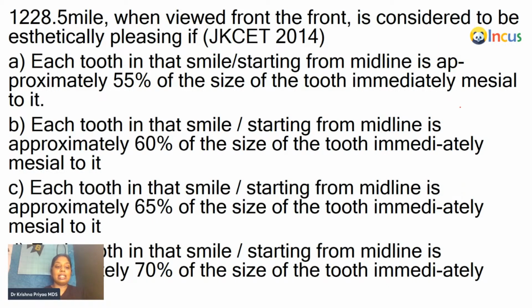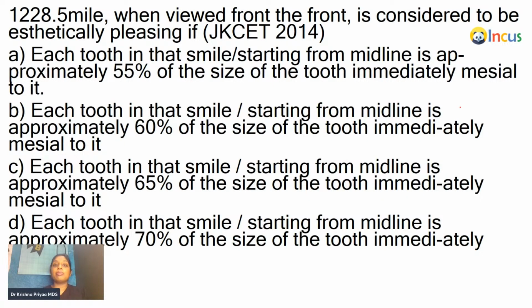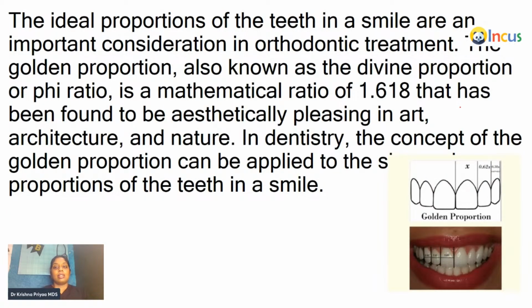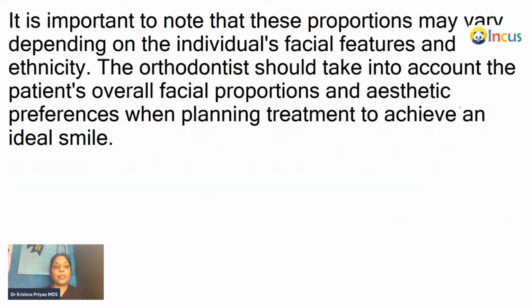55, 60, 65, 70. So according to the golden proportion, it should be around 60% because the ratio is 1 is to 0.618. So it comes up to 60%. So that will be the answer here. Yes. So 1 is to 0.618, and when you see the mathematical ratio, it is actually 1.618 times the previous. So if you calculate it, then the ratio would be around 60%.